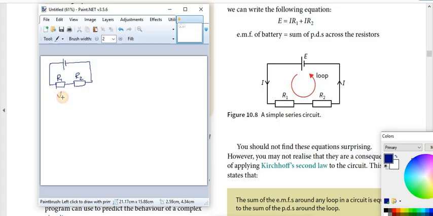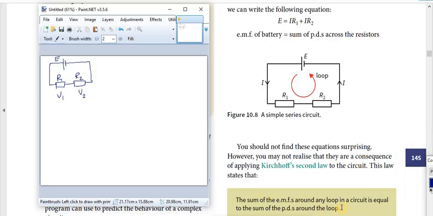Then the potential difference across this is V1, across this it will be V2, and here is the EMF of the cell. So Kirchhoff's second law states that the sum of EMFs around any loop. So if you go around this loop, there is only one cell here, so the total EMF will be E, should be equal to the sum of potential differences around the loop. So the sum of potential differences are only V1 plus V2. So it will be V1 plus V2.